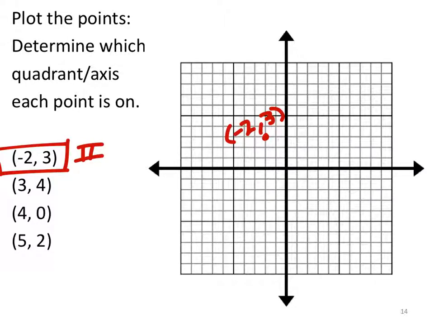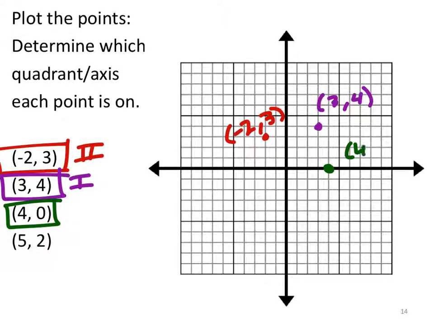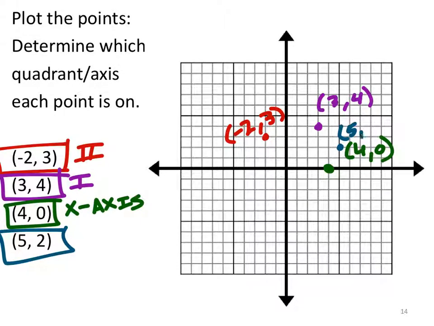Different. Okay. Then we got 3, 4. 3, 4 right here. And this is in quadrant 1. Then we got 4, 0 right here, which is not in any quadrant, it's on the x-axis. Then finally 5, 2. 5, 2 right there. And again, that's in quadrant 1.